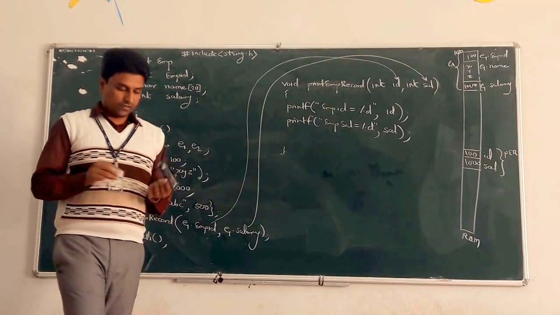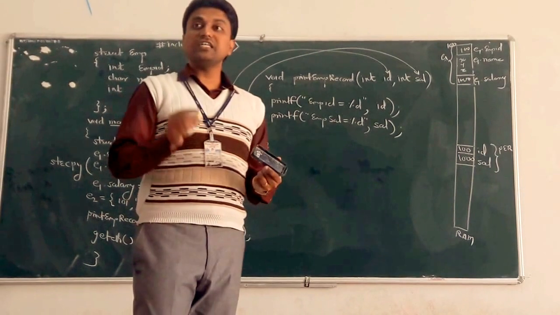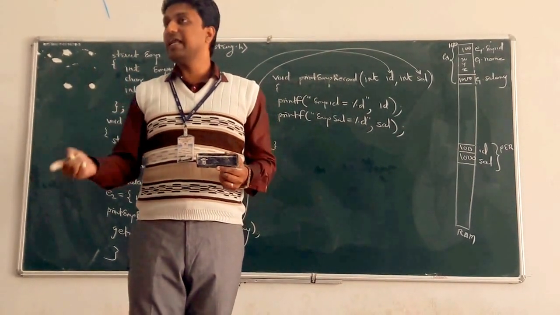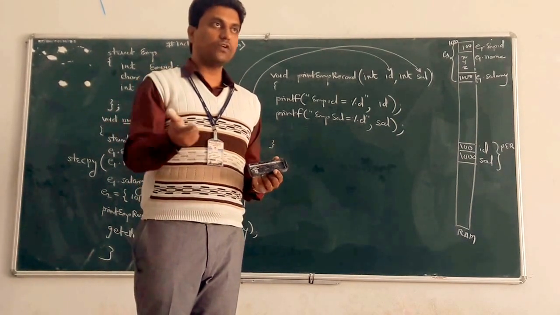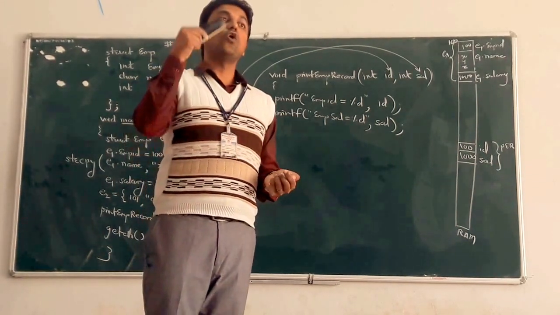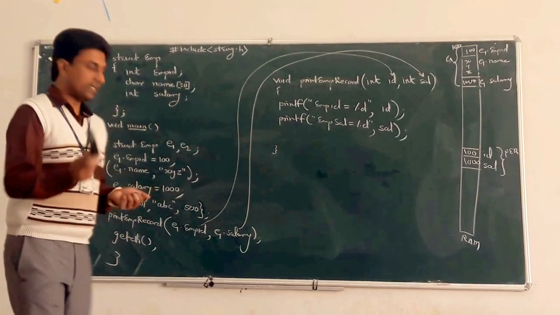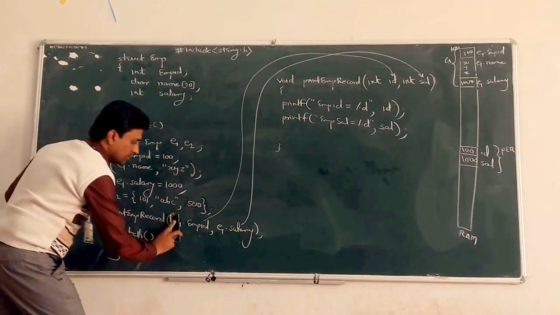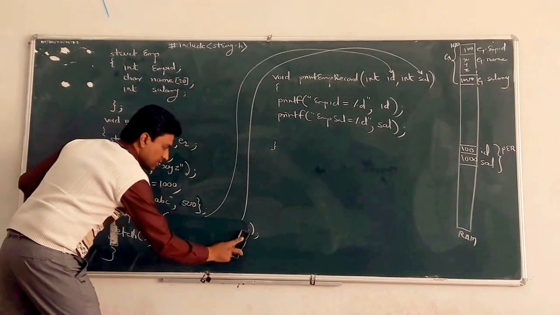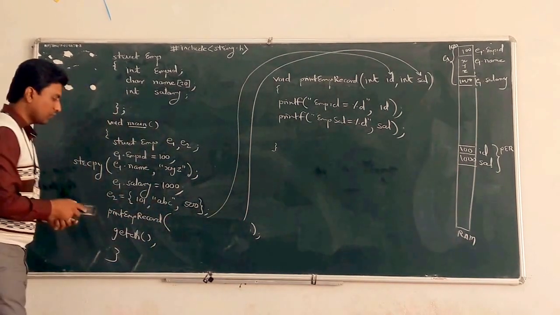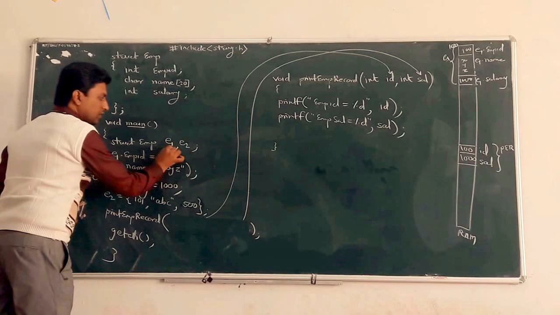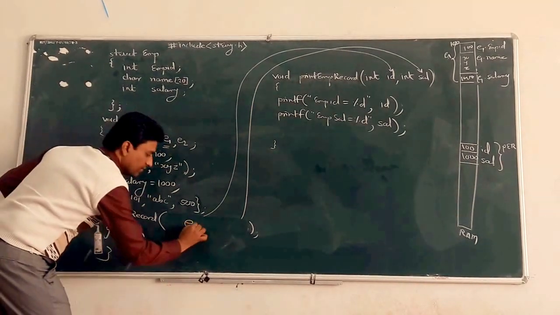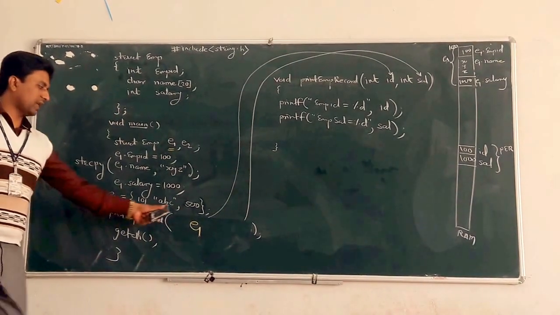Now, the second way. What is the second way? We want to pass the total structure variable at a time. Not data members separately, but what we have to pass? We have to pass the whole structure variable at a time. So instead of these separate data members, we pass the E1 structure variable to a function. So we have to pass E1.